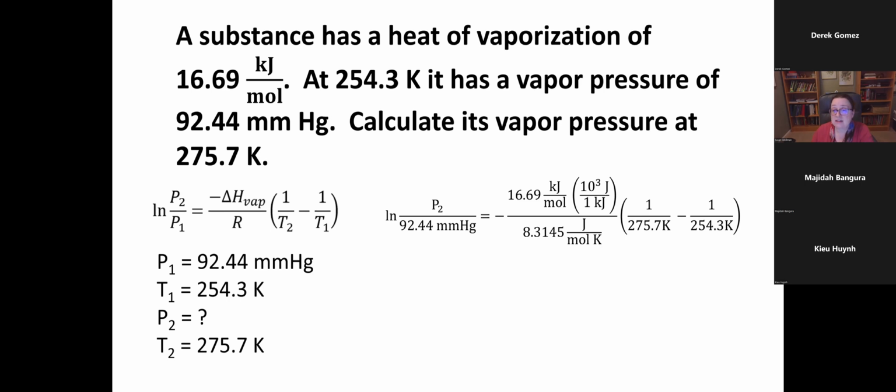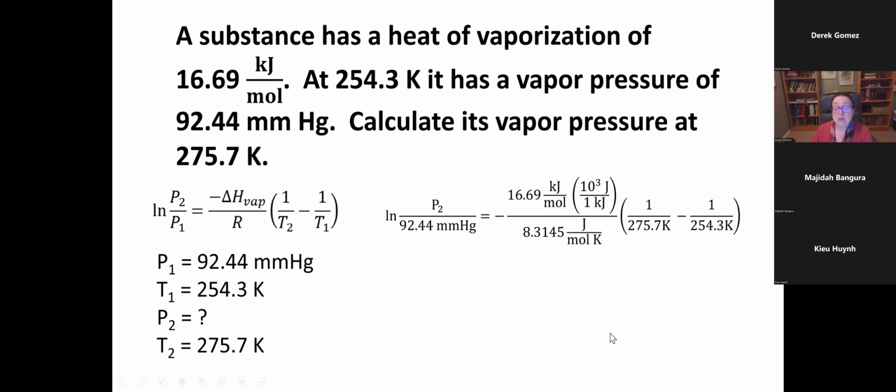And because it's not specified in this problem, I'm going to do what every lazy chemist does, and I'm just going to leave the units in whatever they are. It didn't tell me what units my pressure had to be in, so I'm just going to leave it in millimeters of mercury. As weird as that unit is, there's no need to change it. All right. So far, so good. Are we hanging in there with this math?